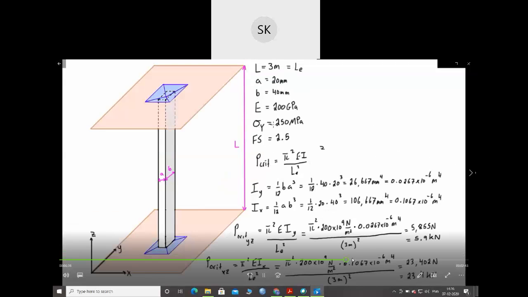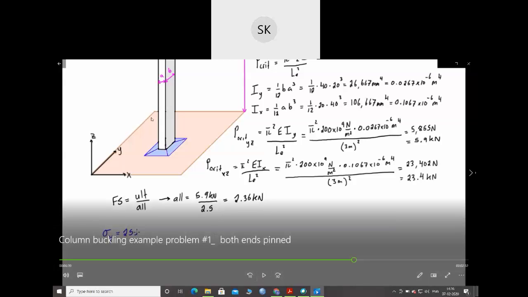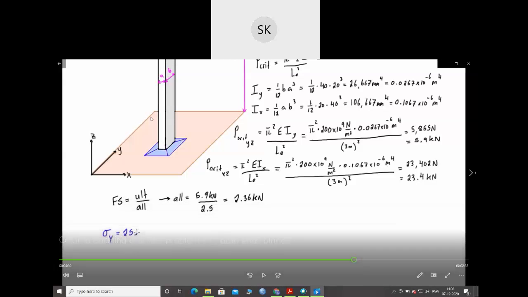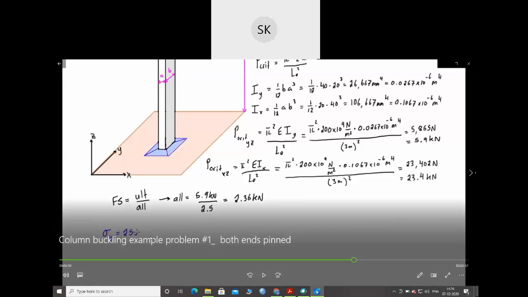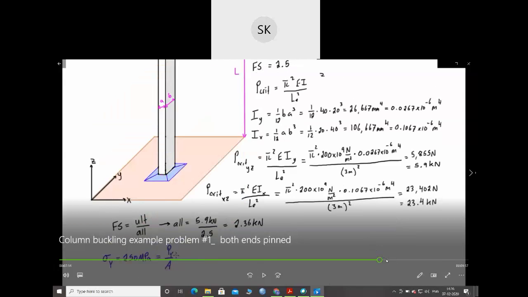Then I can check whether this column will buckle first or yield, because the yield stress of 200 is given. I can find out the yield force also: multiply the yield stress, sigma y, with the area, and you get P at the yielding point. That value is more than this buckling load, so my column will buckle first before yielding.